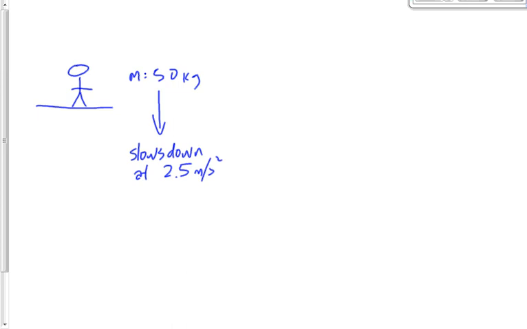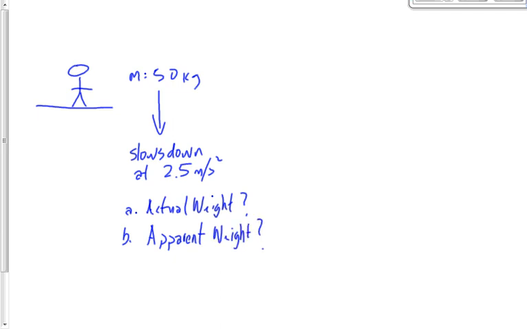I want to know two things. I want to know her actual weight, and I want to know her apparent weight: how heavy she really is, and how heavy she feels. Well, we do the same thing for the elevator problem as we do for the inclined plane problem, as we do for the pulley problem. We draw a free body diagram because there's more than one force acting on this girl in the elevator. So we got a force of gravity acting down, of course, and we have a normal force acting up.